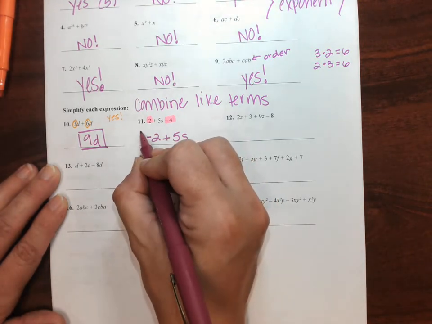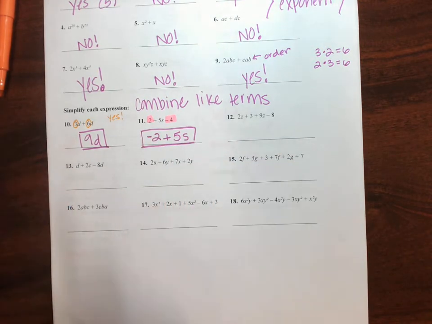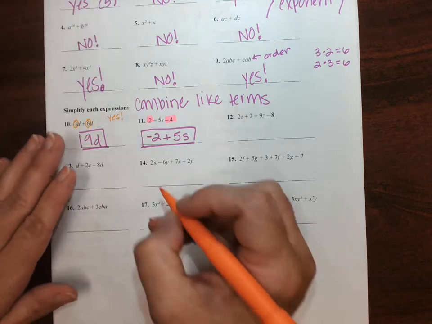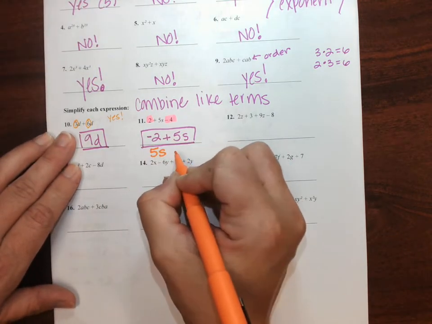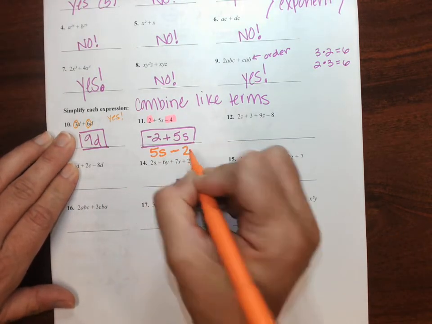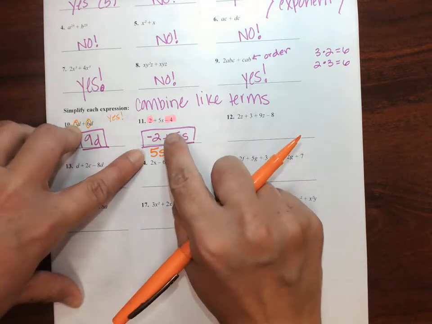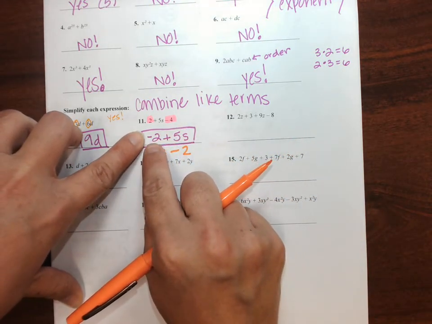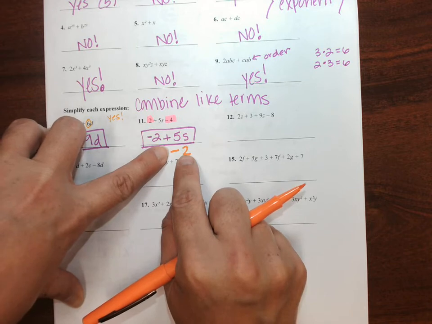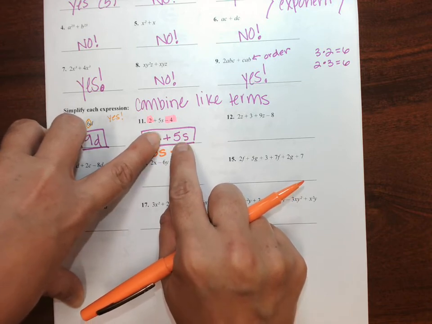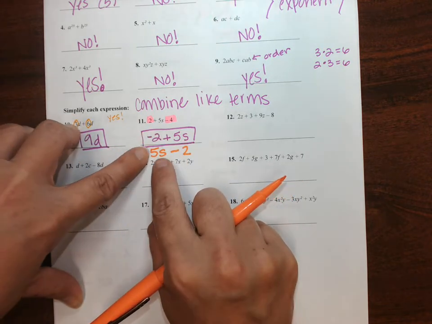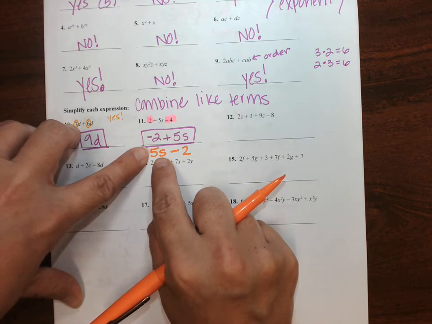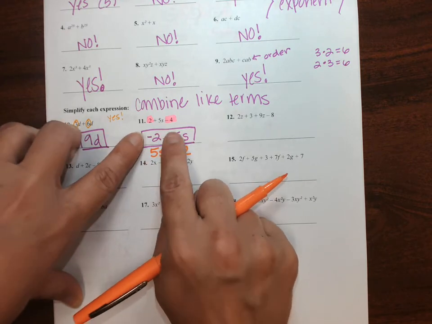And there's my answer. I usually have students that ask really good questions and they say, well, Miss Kelly, is 5s minus 2 the same thing? Well, what I want you to notice is, is this a negative 2? Yep. Is that a negative 2? Yep. Is that a positive 5s? Is that a positive 5s? So you can see that we've just switched the order. So both of these are acceptable.